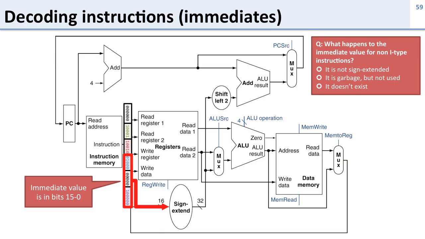And here's a question. What happens to the immediate value for non-I-type instructions? What goes into the sign extender there if we have an R-type instruction which doesn't have an immediate field? For non-immediate instructions, is the immediate value not sign extended? Is it garbage but not used? Or does it not exist?